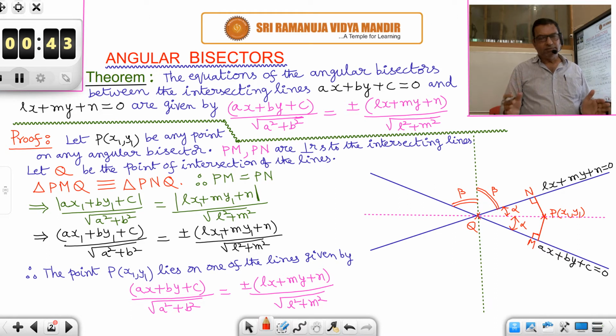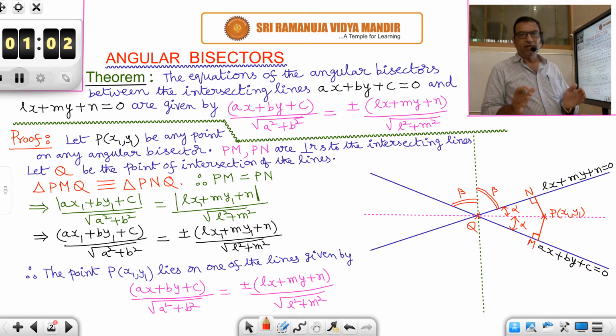Between any two lines there will be an acute angle and also an obtuse angle. We have to find the acute angle bisector. We have to find also the obtuse angle bisector. How to find the equations? Here there is a theorem to find their equations. So let us see that theorem first.